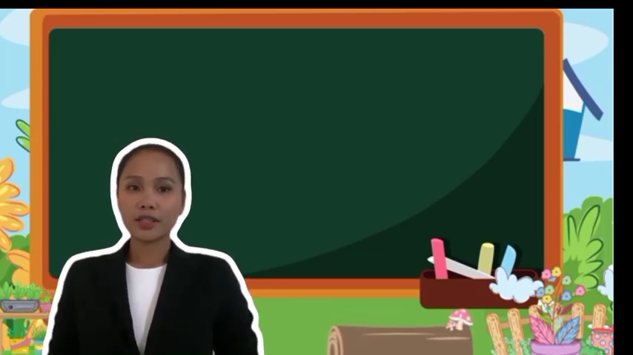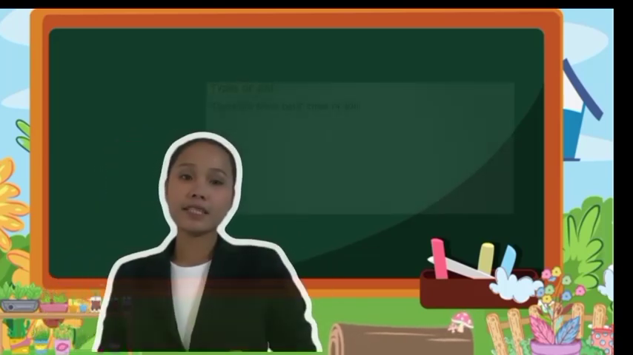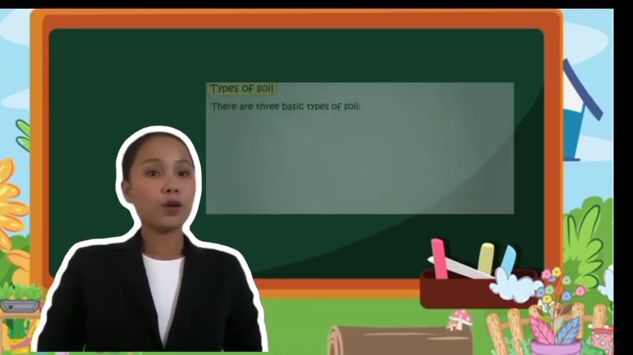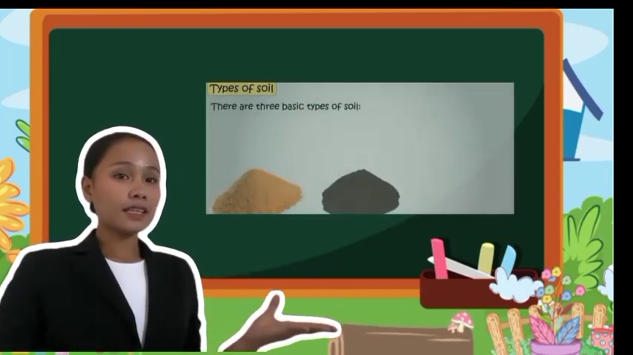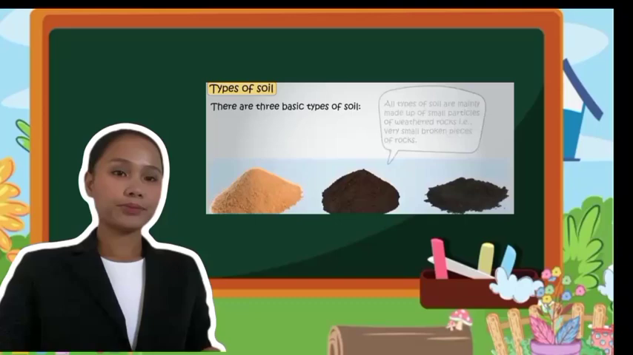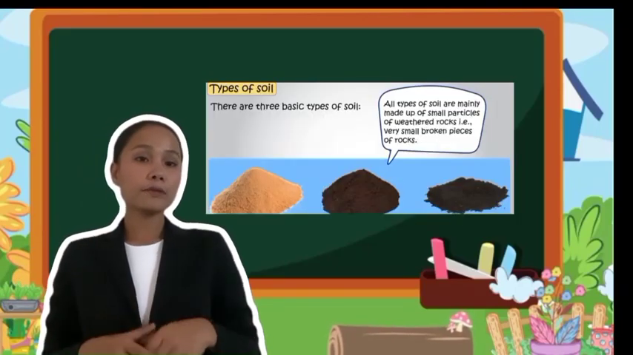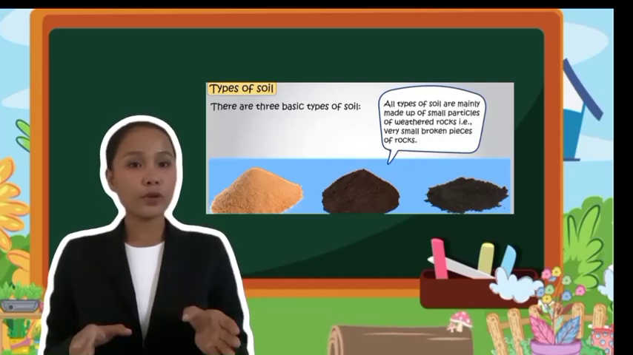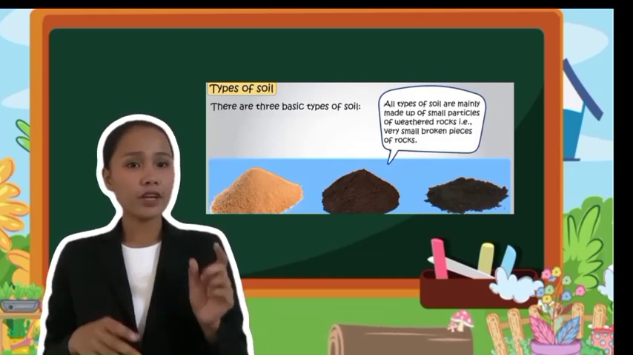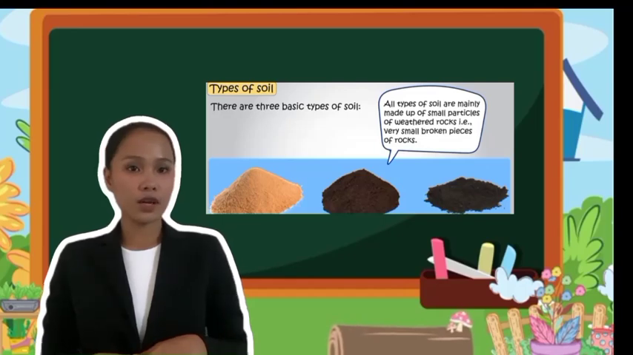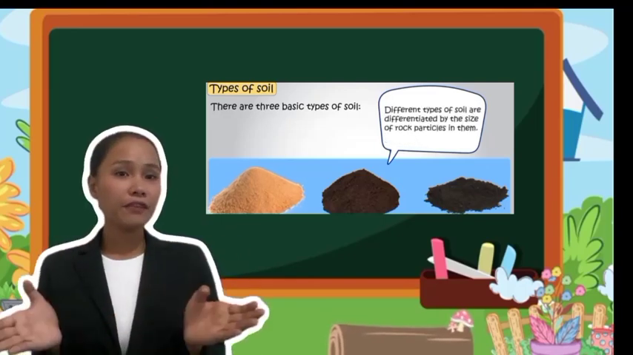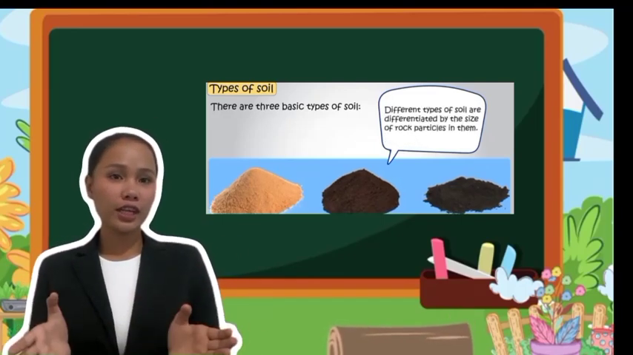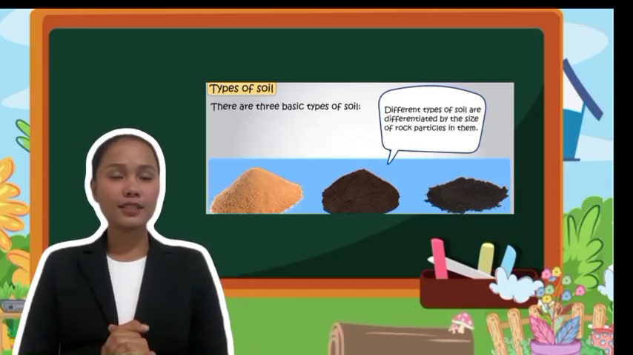So let's start. There are three basic types of soil, which are sand, silt, and clay. All types of soil are mainly made up of small particles of weathered rock, that is, very small broken pieces of rocks. And different types of soil are differentiated by the size of the rock particles in them.